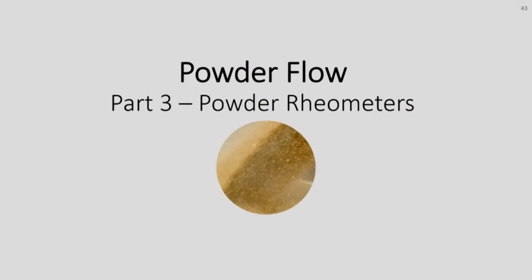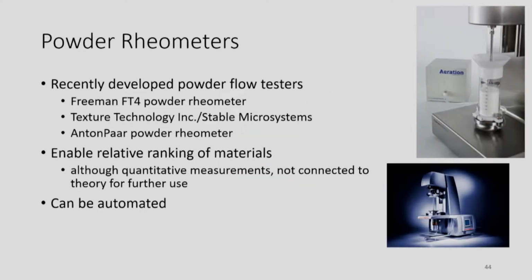So let's talk about some powder rheometers. Perhaps we have 10 more minutes. So again, these are different types of powder rheometers. Very common is the FT4 powder rheometer, as the picture shows here. Most of the industries will have it. If you go to any large food industry like Nestle, Mondelez, etc., I'm pretty sure they will have a Freeman rheometer.